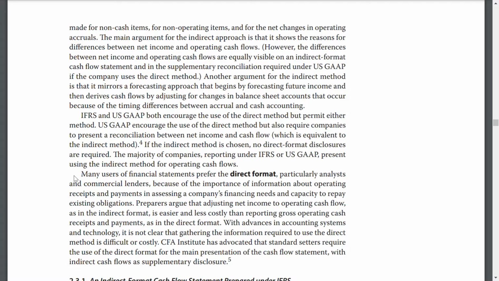The main argument for the indirect approach is that it shows the reasons for differences between net income and operating cash flow. Another argument for the indirect method is that it mirrors a forecasting approach that begins by forecasting future income and then derives cash by adjusting for changes in balance sheet accounts that occur because of the timing differences between accrual and cash accounting.